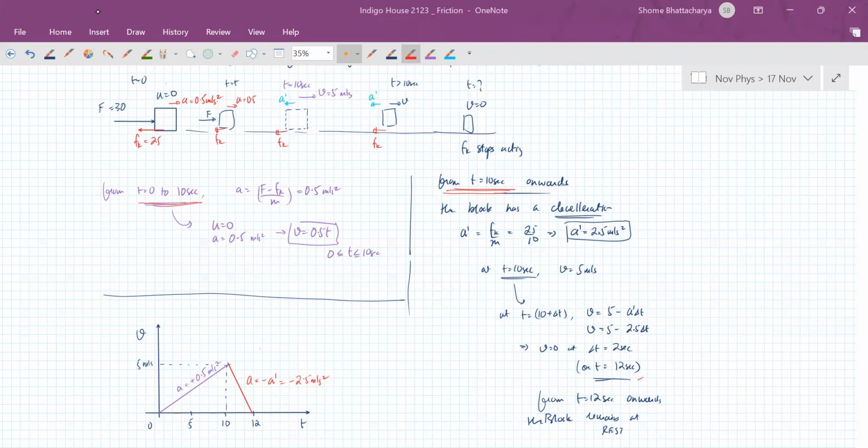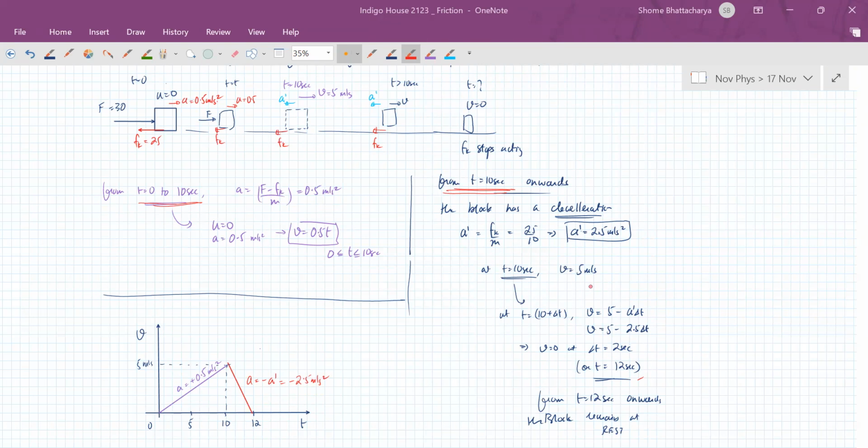So like that, you just subtracted 2.5 from 5 every time. 2.5 is the deceleration. So see this equation that I've written over here after this 10 seconds part.